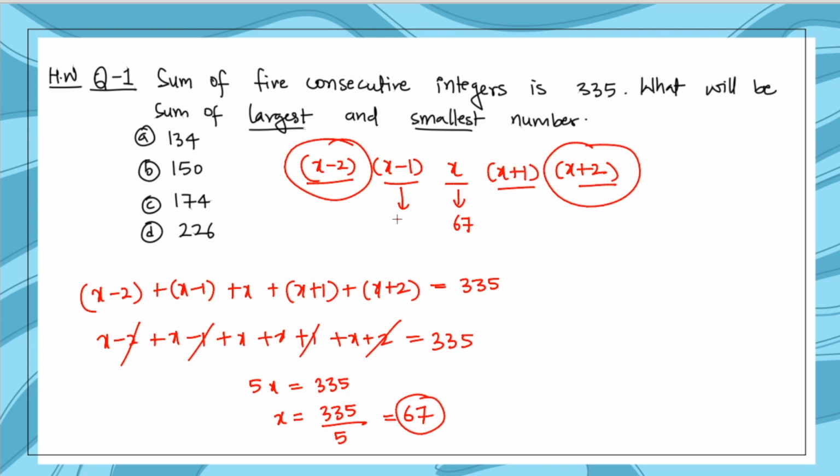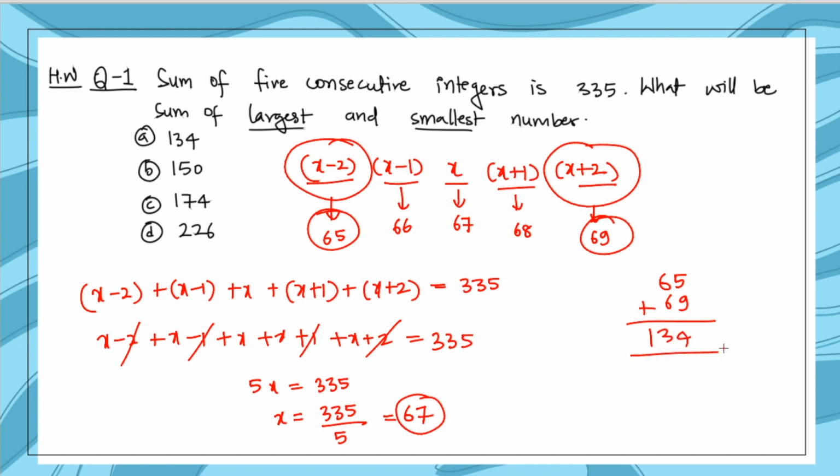So this number is going to be 66, and this is going to be 65, this is going to be 68, this is going to be 69. Now what they are asking is the sum of the smallest and largest number. Smallest is 65, largest is 69. So the answer is 65 plus 69, that is going to give you 134, which is option number A. All of you were able to answer it correctly. I'm very happy with that.